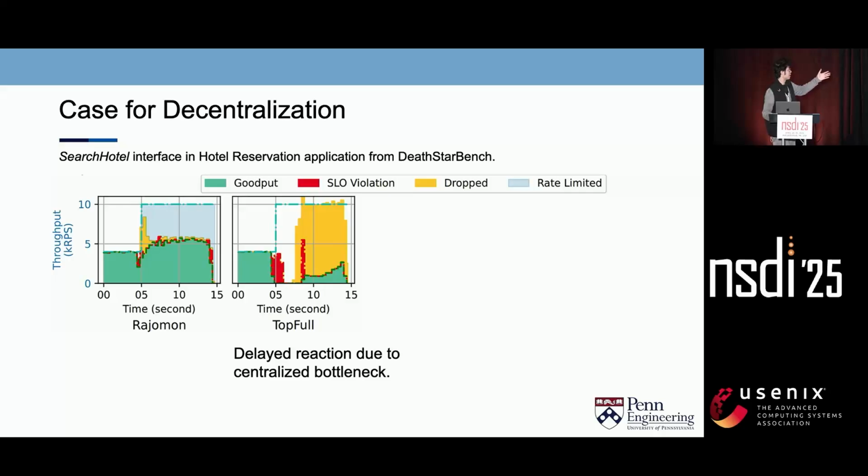So the first is, again, a similar figure. You have x as time, y as the demand. If the request is served timely, it's green. Otherwise, it's red. It could be dropped, shown as yellow, and it could be rate-limited, shown in light blue. So Rajomon transitions smoothly from the warm-up 5-second period to the 5K RPS during the overload period, whereas the centralized TopFull would suffer from a period of service unavailability because of the delayed reactions from the centralized bottleneck.